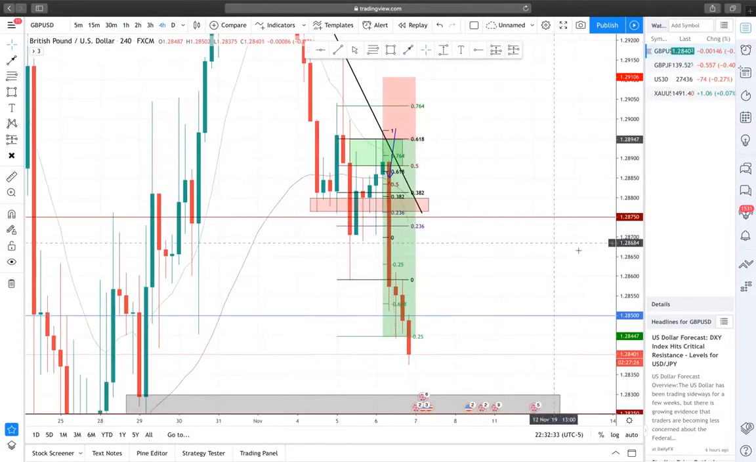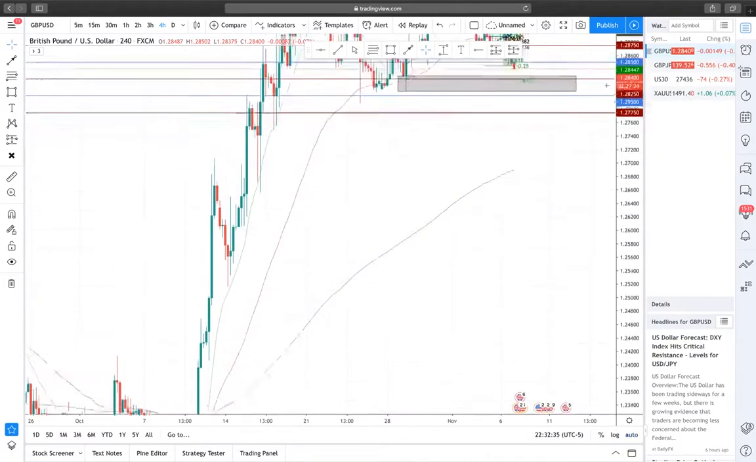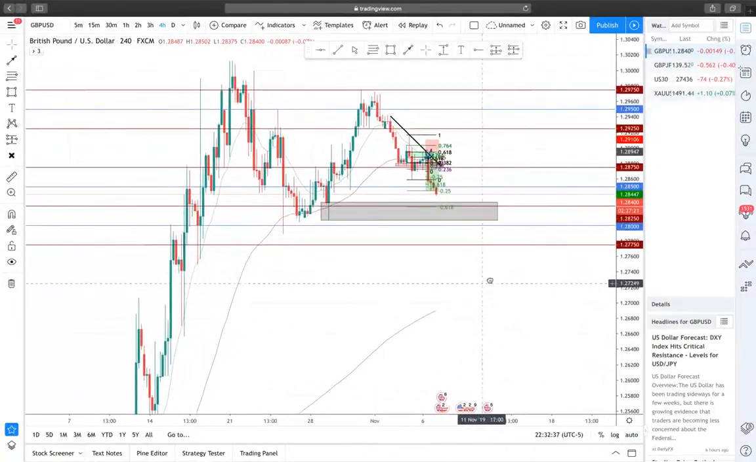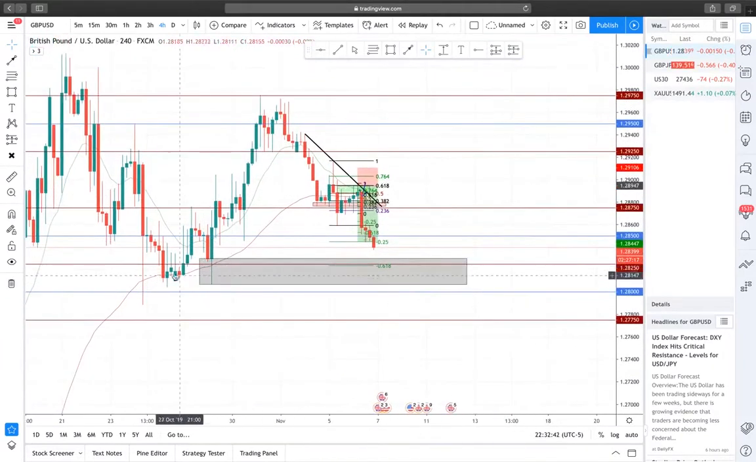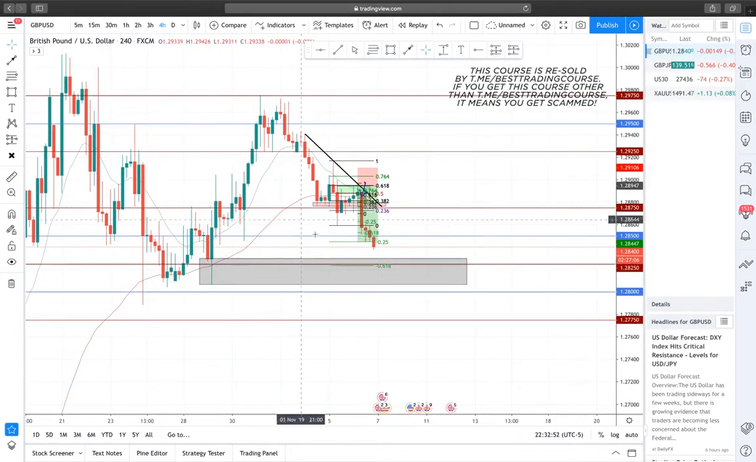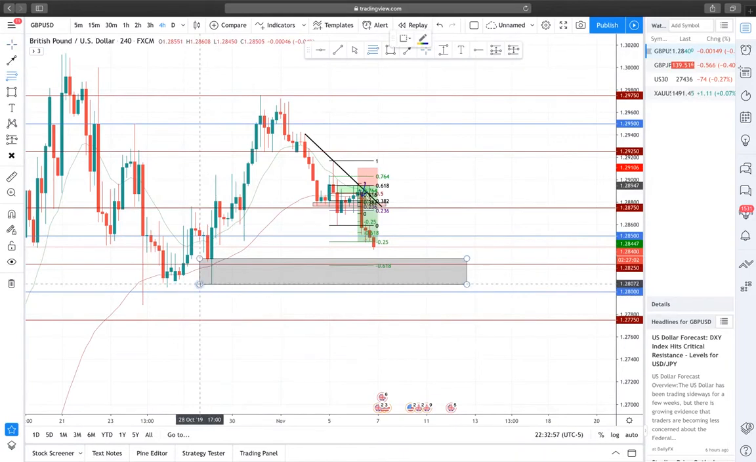Let's go on the 4 hour really quick. As you guys can see, we do have market structure being broken to the upside, beating these highs right here. But we do have these highs right here. So in my opinion, for you guys to go in on a long on this, it's kind of stupid. And if you guys did, let's see.